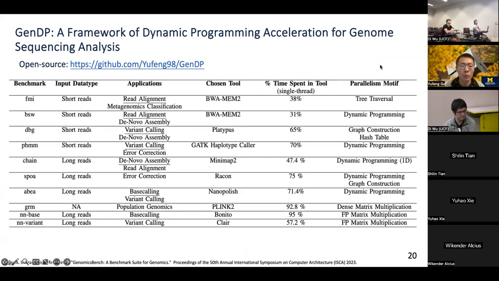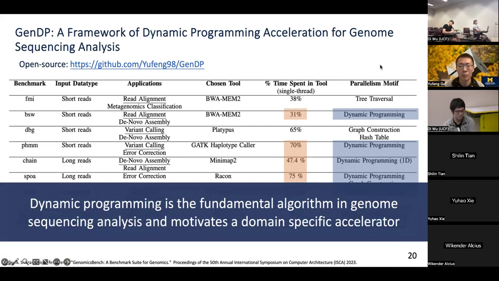So the next work I want to introduce is GenDP. It's a dynamic programming accelerator. When we built the benchmark suite, we observed that there are multiple algorithms using dynamic programming, and they are all time consuming in these software pipelines. So we want to build such a programmable accelerator to solve dynamic programming, because that is a fundamental algorithm used in many places in these genome sequencing software pipelines.